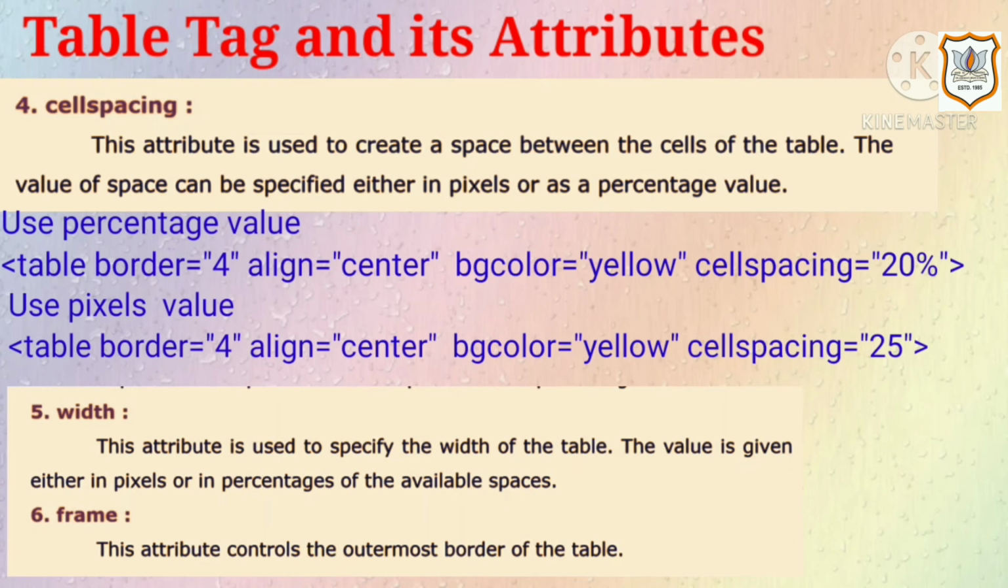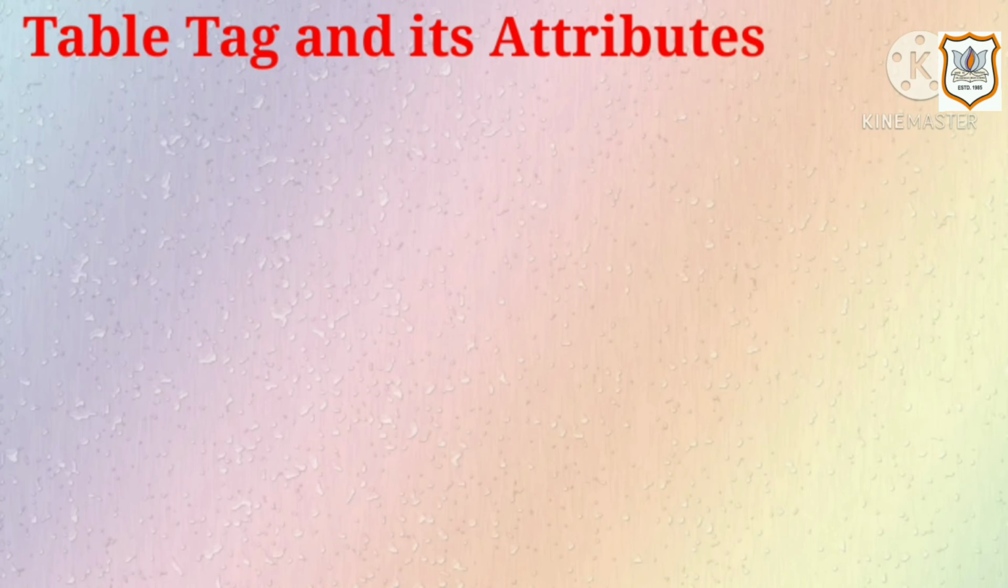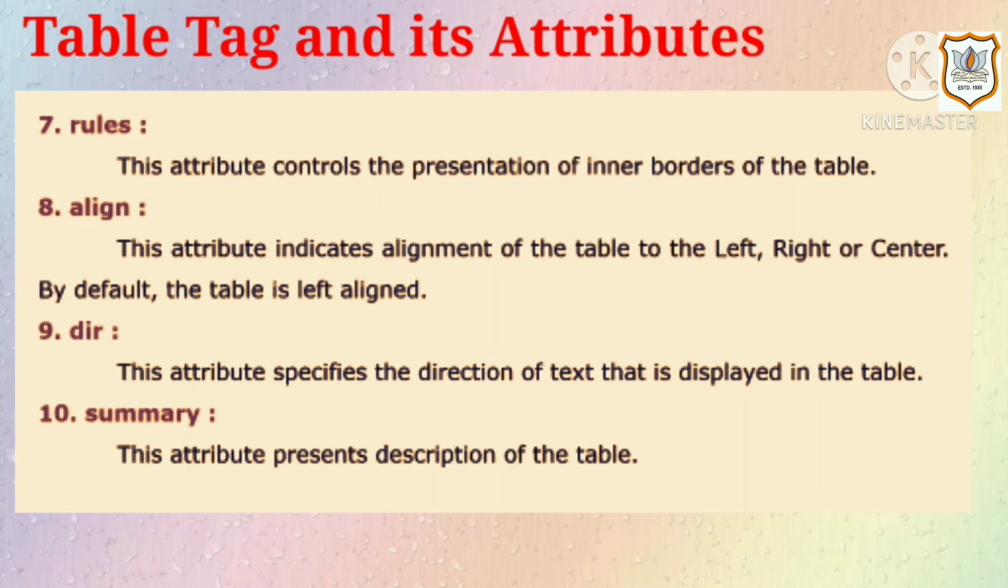Next one is frame. Frame attribute controls the outermost border of the table. Next attribute is rows. Rows attribute controls the presentation of inner borders of the table. Next one is align. Align attribute indicates alignment of the table to the left, right or center. By default, the table is left aligned.